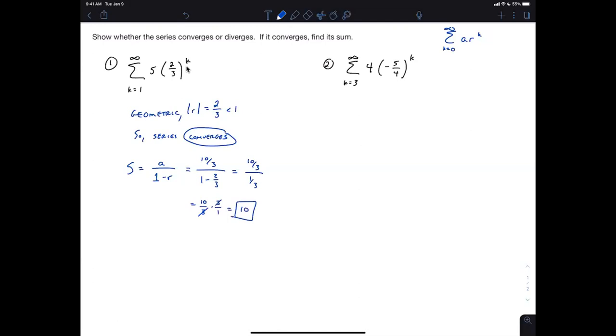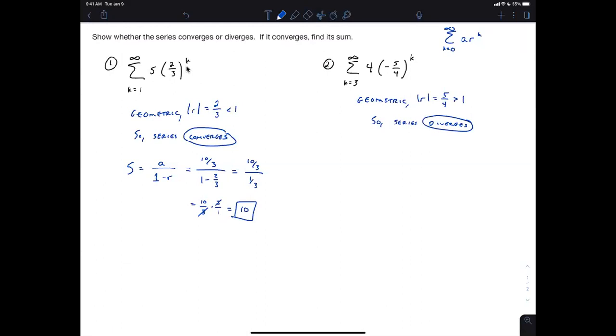Okay, and so then the next one, we're going to do the same basic approach. We're going to say, okay, well, it's geometric, but the absolute value of r is positive 5/4. That's greater than 1, which means that the series diverges. That means that we don't find the sum because there's not one. So if you calculate a over 1 minus r, that actually has no meaning here. The sum is not a over 1 minus r.